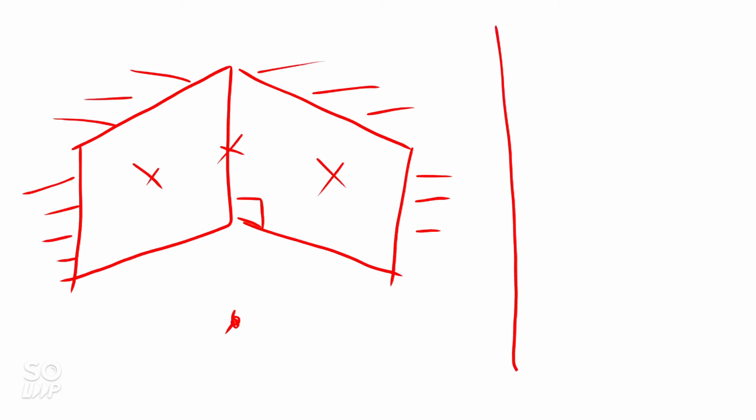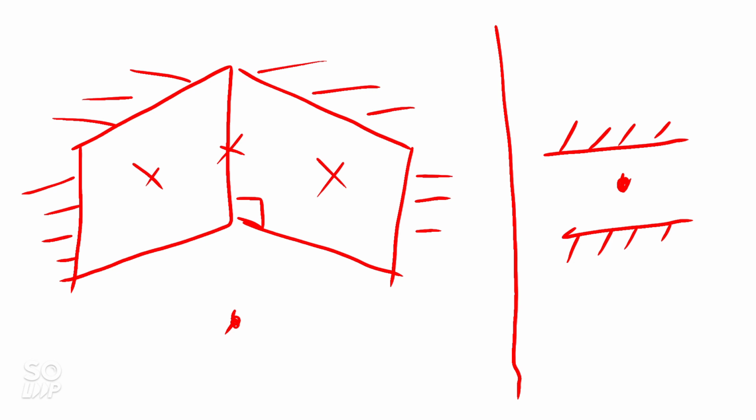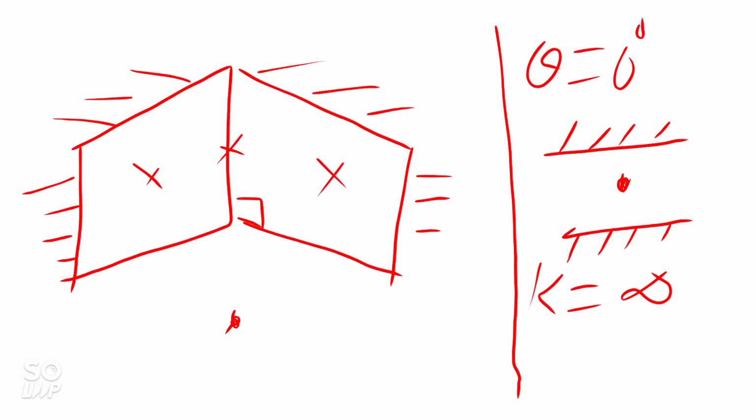Similarly, if we keep two plane mirrors parallel to each other like this, and if we keep one object between them somewhere, then how many images will be formed? Let's see. Here theta equals 0 degrees, that means k will be infinity and the number of images will again be infinity. That means an infinite number of images will be formed when we keep an object between two parallel plane mirrors.